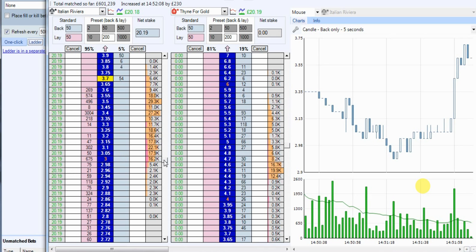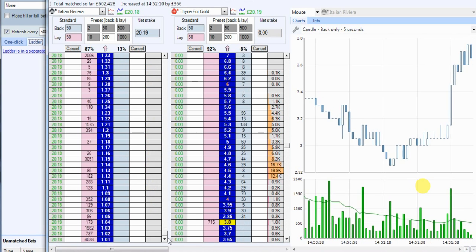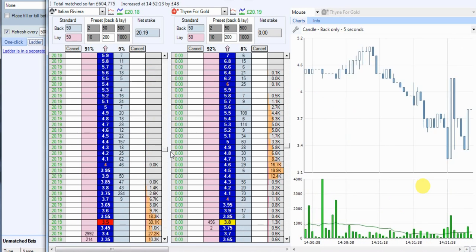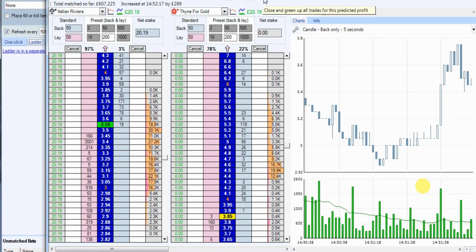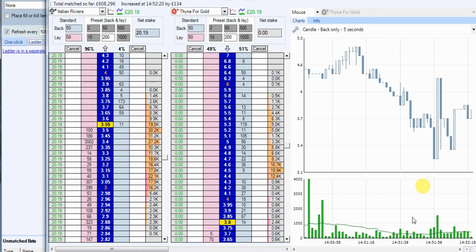No matter what happens in this race, the horse can win, the horse can lose, it doesn't matter, because we've guaranteed a profit, £20 and 19 pence. So hopefully by slowing the video down, you've seen exactly where I place the trades.